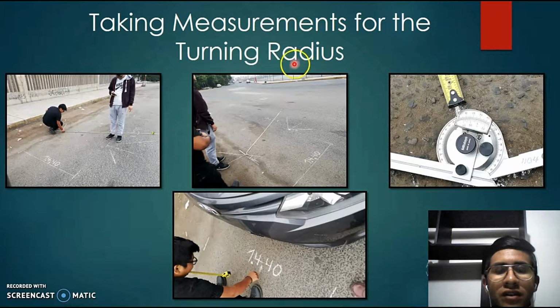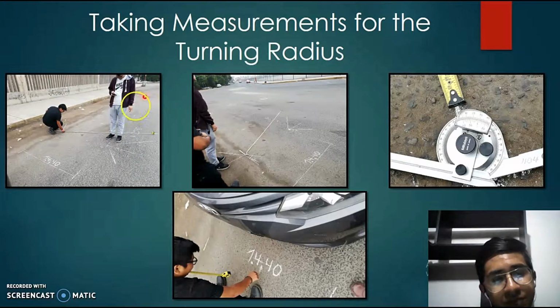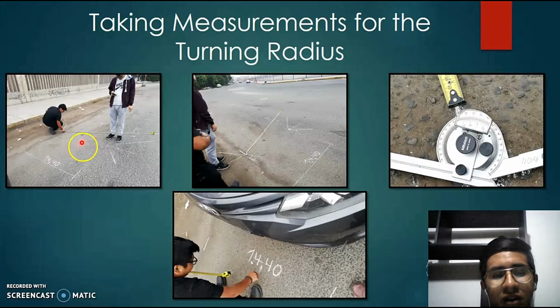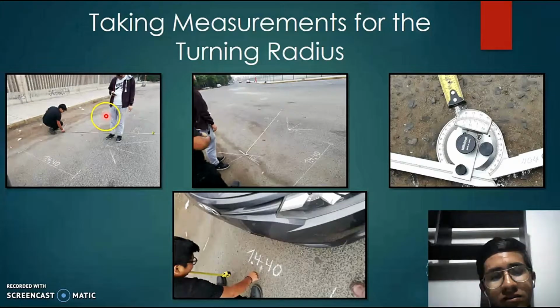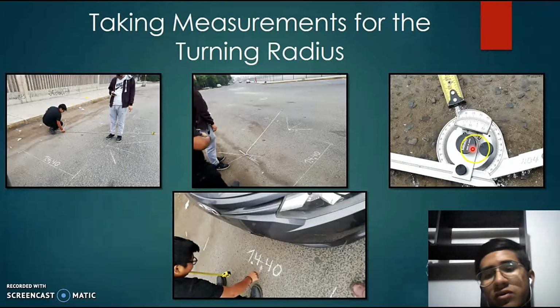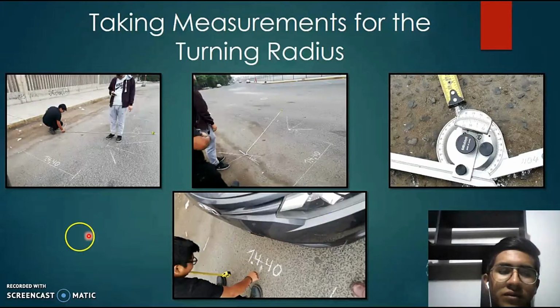Taking measures for the turning radius. As we can observe in the picture, we have to take the respective calculation of the magnitude. I can observe in pictures 1, 2, 3, 4 the measurement calculation for the radius of turn.